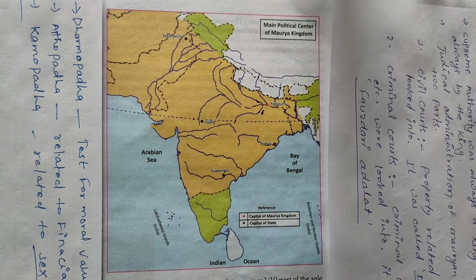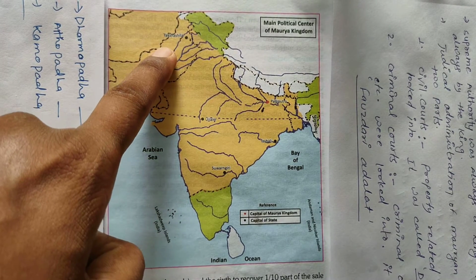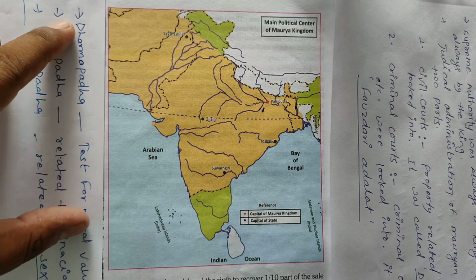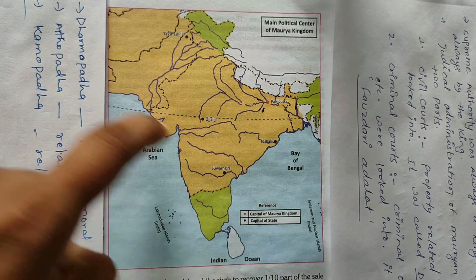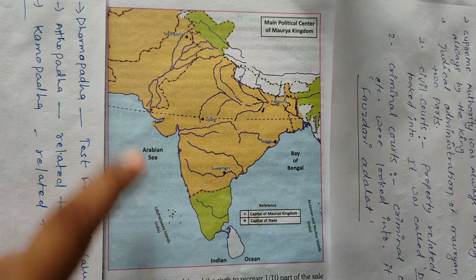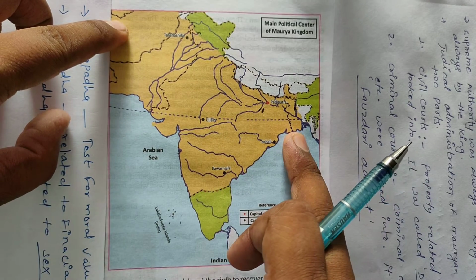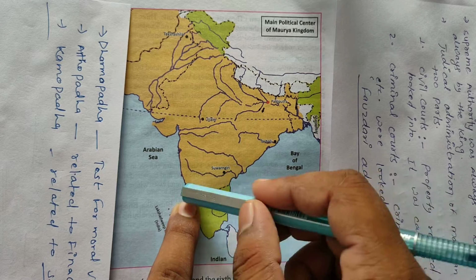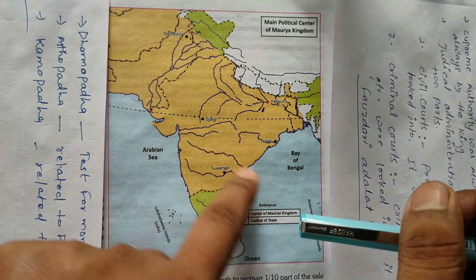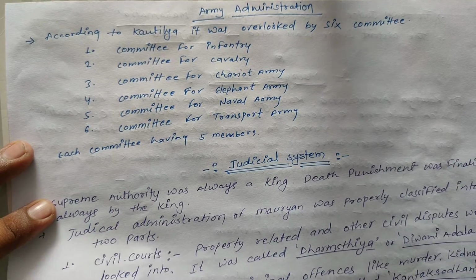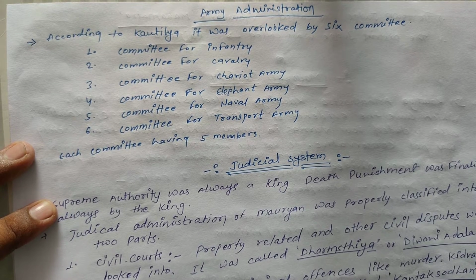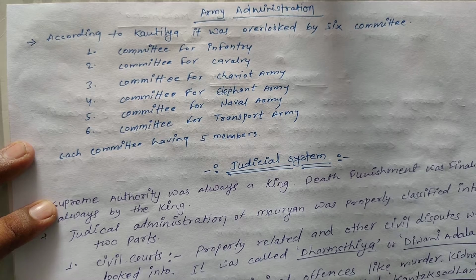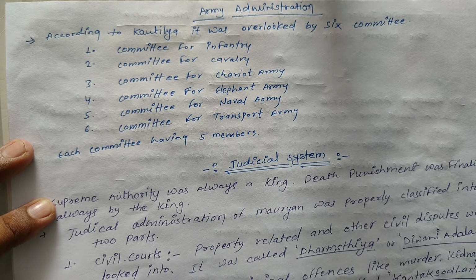The main political centers of the Mauryan kingdom were Taxila, Ujjaini, Patliputra, Tosli and Swarnagiri. You see in yellow color, all this is part of the Mauryan Empire, from Afghanistan to West Bengal, from Kashmir to Karnataka and Andhra Pradesh. So we see the Mauryan administration: central administration, provincial administration, city administration and political units.